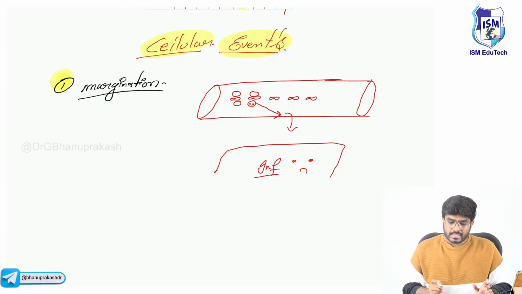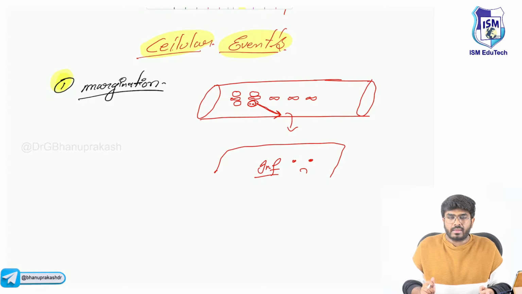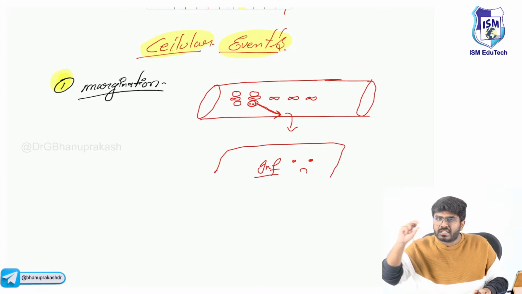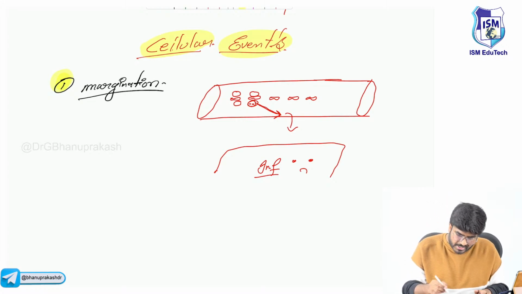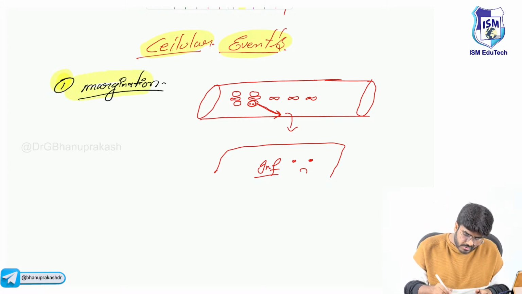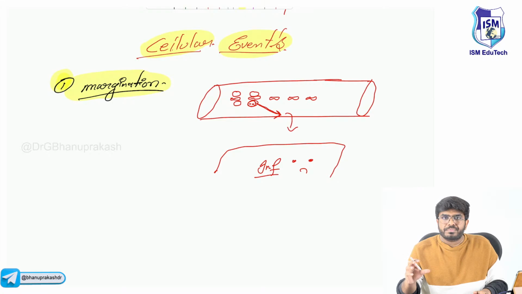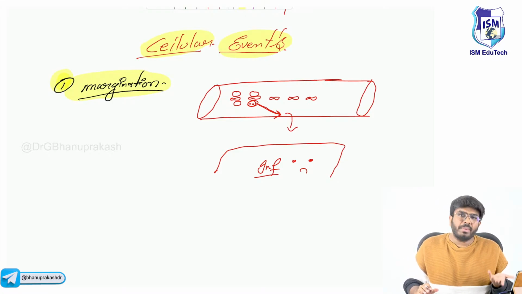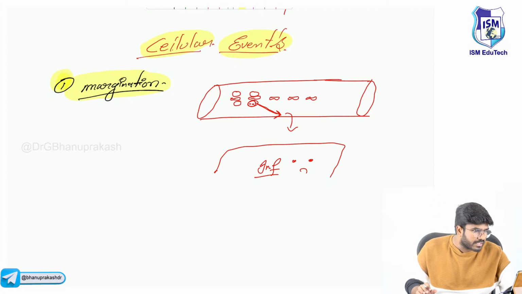First event is, sir, these WBCs need to come to the margins of the blood vessels. They are going in the central column. Now these cells need to be marginated. So this is called margination. So margination means what? The movement of the WBC towards the margin, towards the blood vessel wall. This is called margin. Towards the periphery. Exactly, towards the periphery. That's called margination, sir.